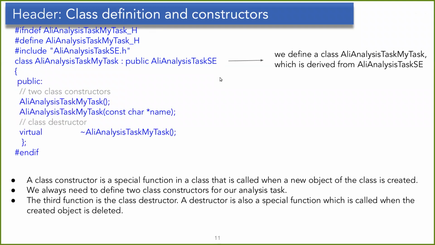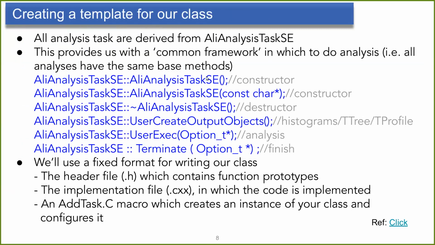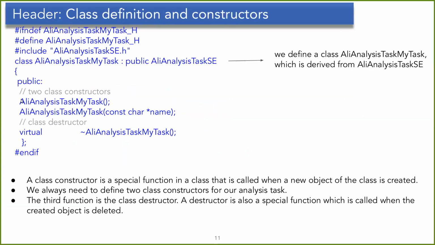Now let's start with the public members. In the public members, as I showed earlier, we will have these six different functions, that is the two constructors, one destructor, and one each for initialization, execution, and terminate. So we need to write it in a similar way.